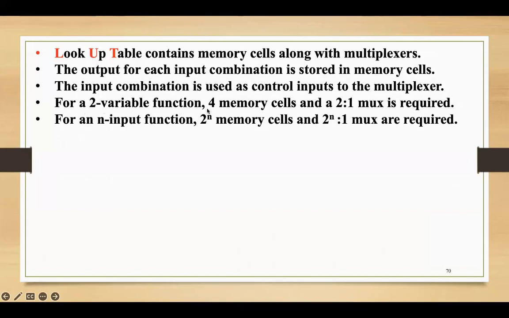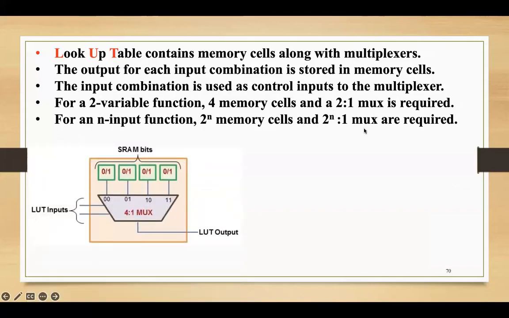For a two variable function, 4 memory cells and a 4:1 mux are required. So it's 2 raised to n. If I have n inputs, then there are going to be 2 raised to n memory cells, and the mux is going to have the same number of inputs, which means 2 raised to n to 1. This is one such example.